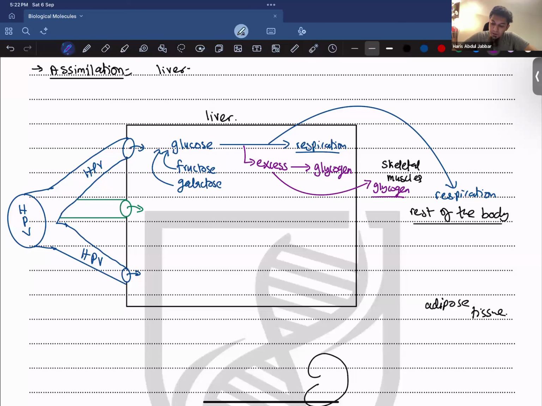Okay, now look at this. Now the second thing that we have is what? Fatty acids and glycerol. These fatty acids and glycerol, by the liver and by the rest of the body, will be used to make the cell membranes, right? Will be used to make the steroids, will be used to make cholesterol molecules.